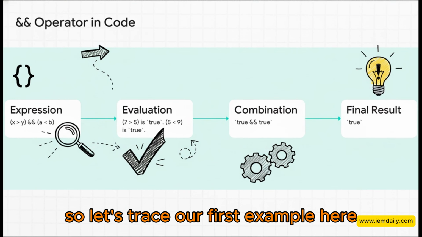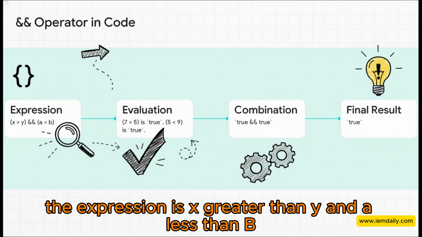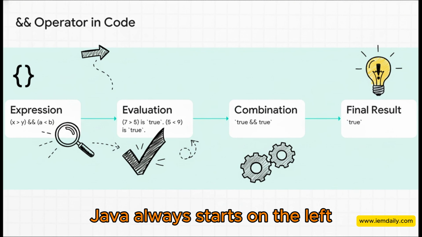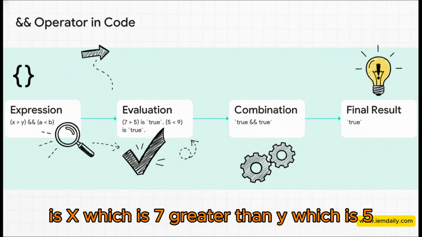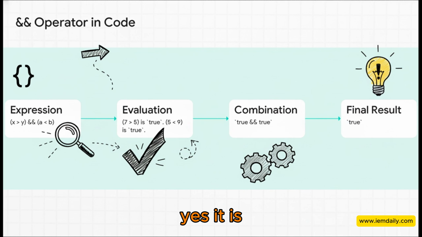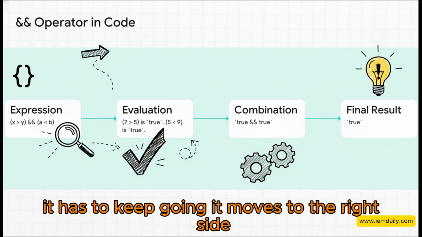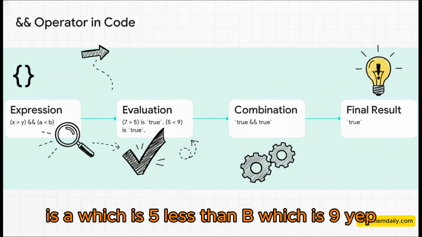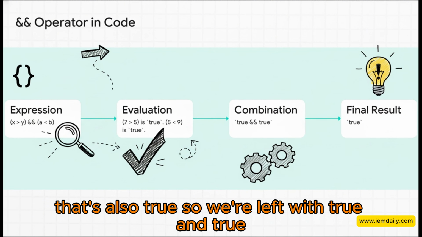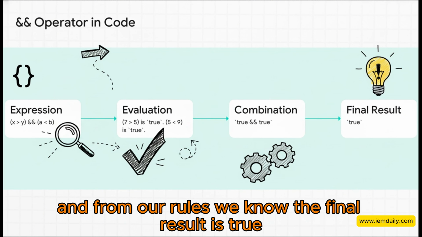So let's trace our first example here. The expression is x greater than y and a less than b. Java always starts on the left. Is x, which is 7, greater than y, which is 5? Yes, it is. So that part is true. Now, because this is an AND operator, it has to keep going. It moves to the right side. Is a, which is 5, less than b, which is 9? Yep, that's also true. So we're left with true and true. And from our rules, we know the final result is true.